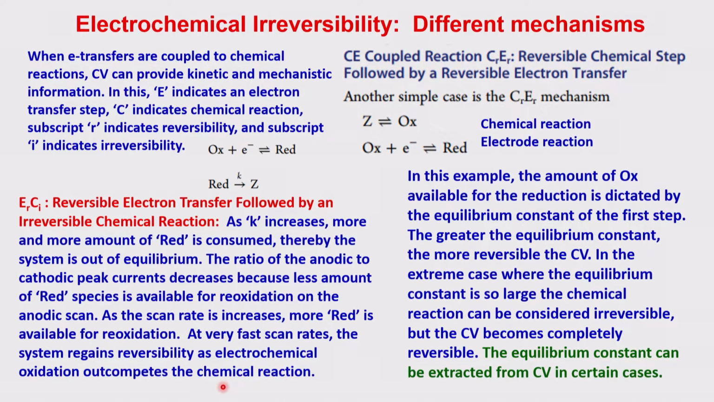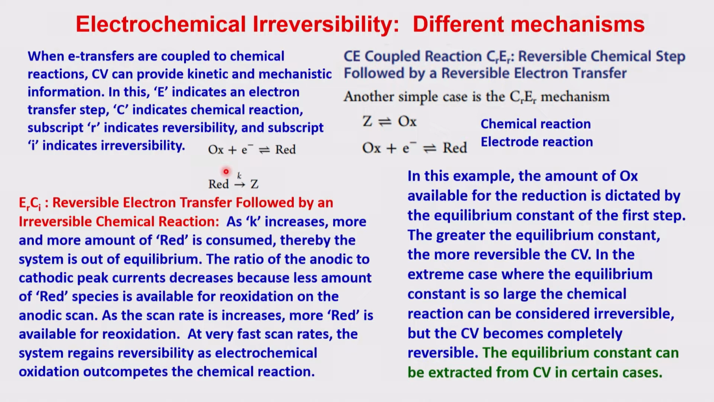You have something called scan speed, the speed at which you vary the potential. The scan speed can be controlled by changing the potential at different rates, going from lower to higher to higher. What happens? Higher means you are pushing the electron transfer process quicker compared to the chemical process. Therefore some amount of species is available, and at very high rates a lot of species is available, so you can get back to reversibility.